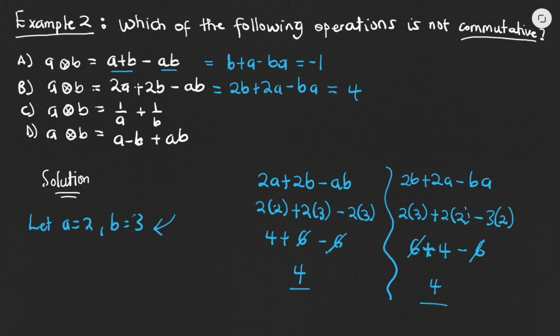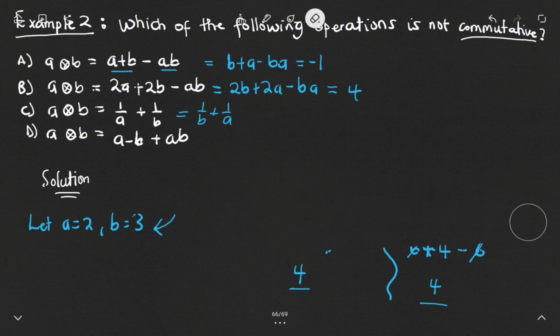Now option C, the fact that I see 1 over A plus 1 over B, right? This is just having an addition operating on this particular thing. So this one, without even interchanging their position, I know it will be commutative, because we are just performing basic addition on it. So this one is commutative, no need to look at that. So let's look at the last option and see if we are going to have the commutativity over there.